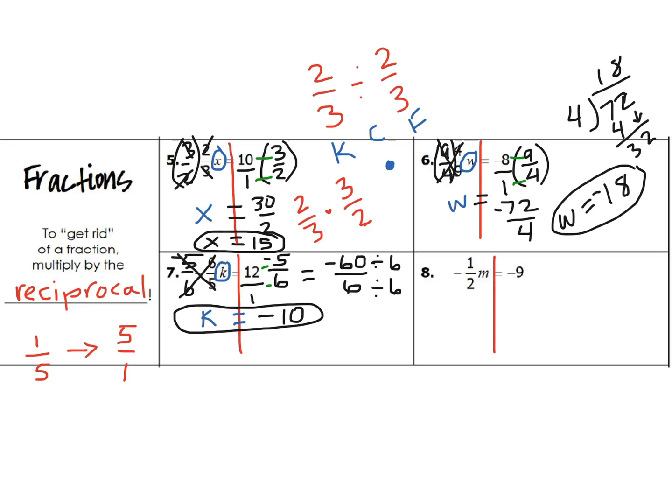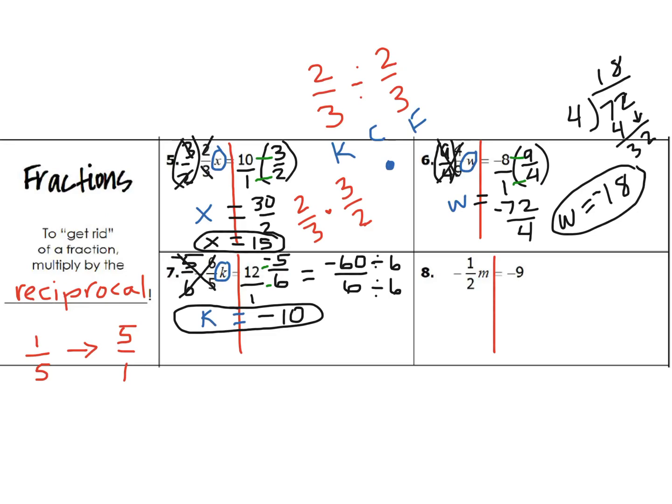And then reducing it. Some of us still struggle with reducing fractions. I just found a number that they could both divide by evenly. In this case, it was 6. 6 divided by 6 in my denominator gave me a 1. So -60 divided by 6 was a -10. And that's my final answer. I did not have to leave that -10 over a 1.